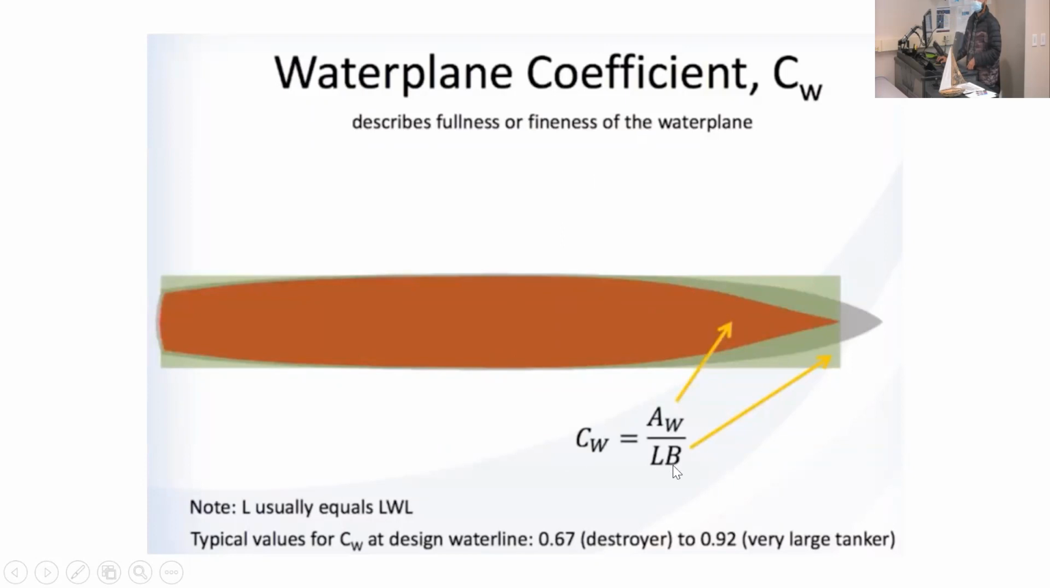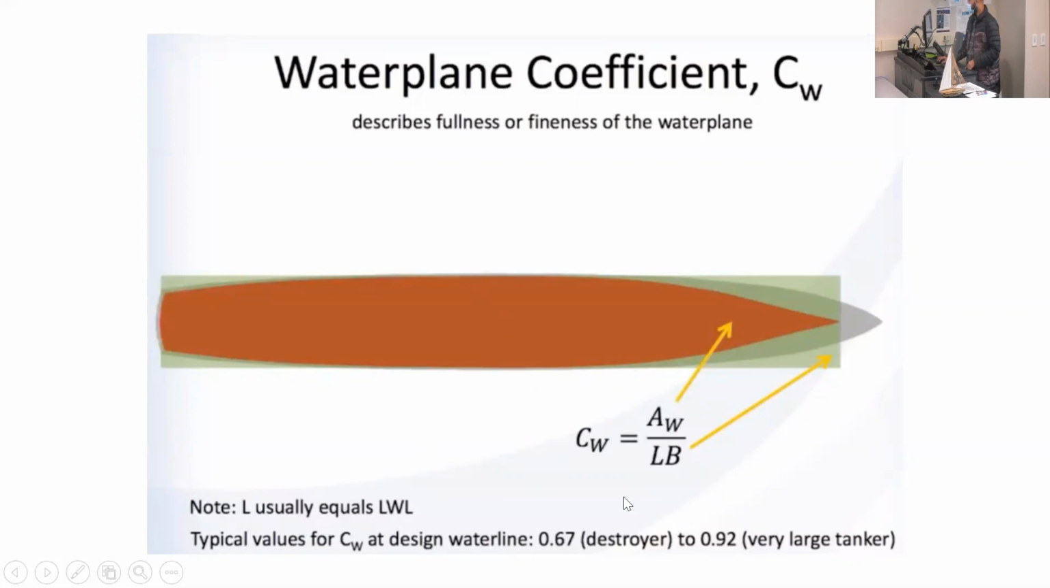LB, this is something that has to become natural to everybody. L is what? Yeah, it's given here. Is LWL in this case, okay? B is what? Beam, okay? So beam is maximum width going starboard to port. That's the rectangle, L times B, length times breadth, okay?